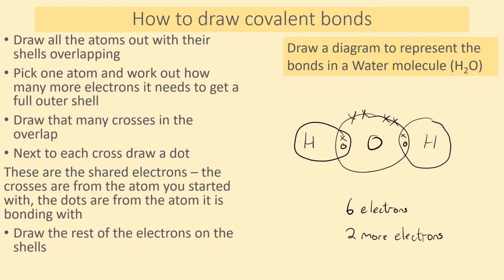1, 2, 3, 4, 5, 6. And my extra 2 electrons, so 7, 8 from my hydrogens. My hydrogens I've already completed. They've got their 1 electron, this dot here and here, and they've got their extra 1 they're borrowing or sharing with oxygen, the crosses, giving them a full shell of 2 as well. So well done if you followed that.